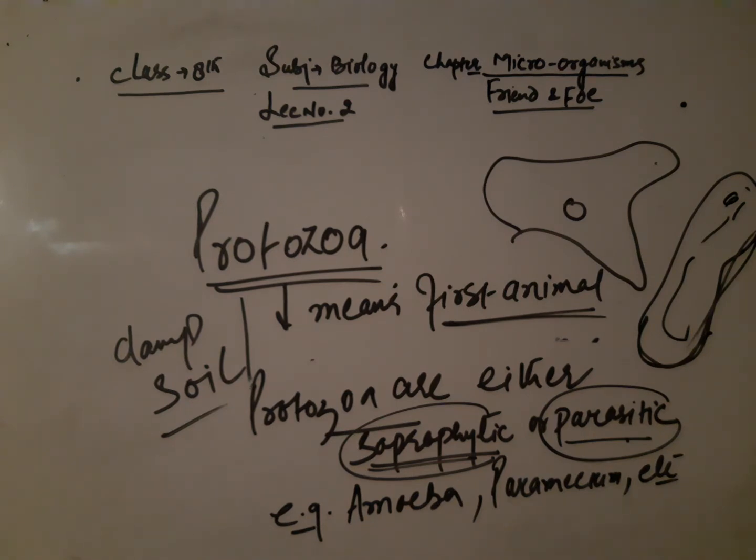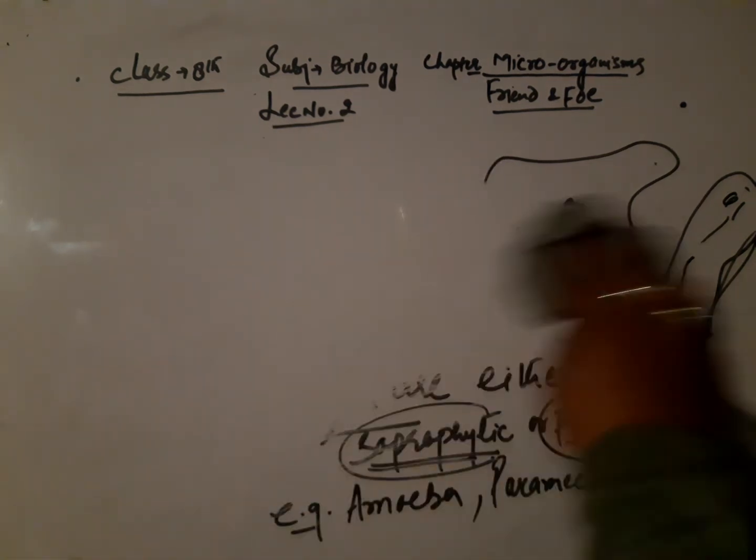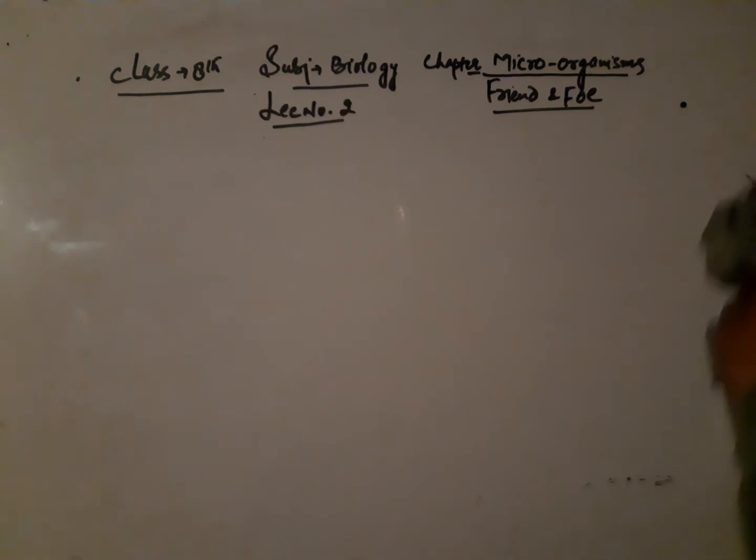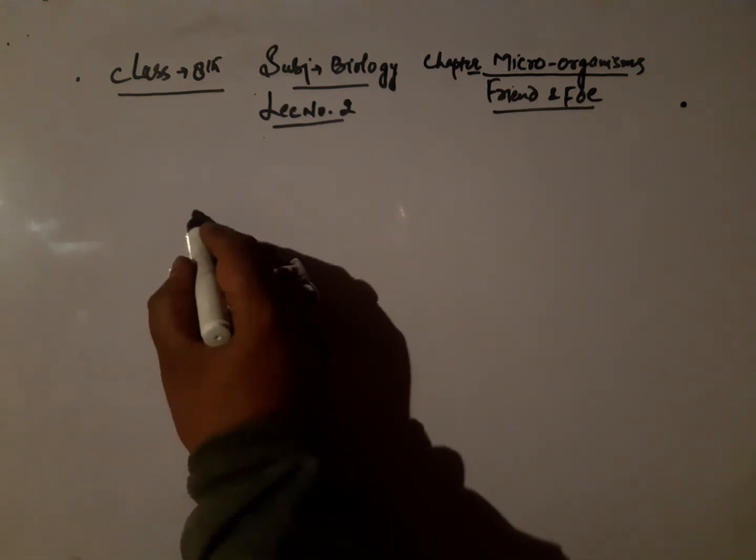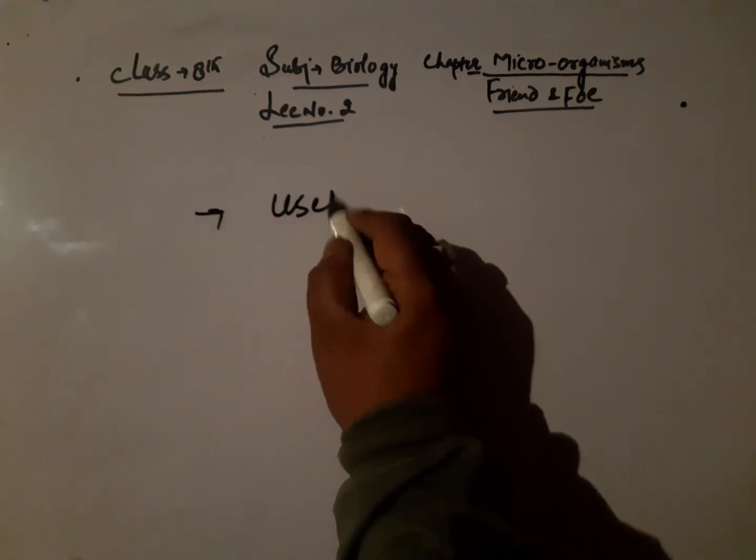Now, as far as the chapter is concerned, in which we say microorganisms are friend and foe, they are both our friends as well as enemies. So we will discuss the useful microorganisms.